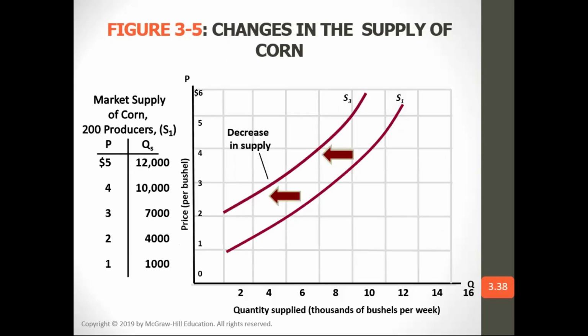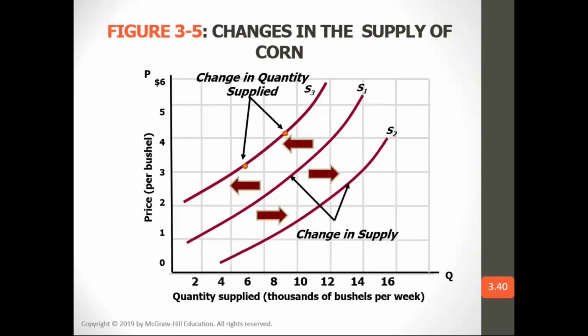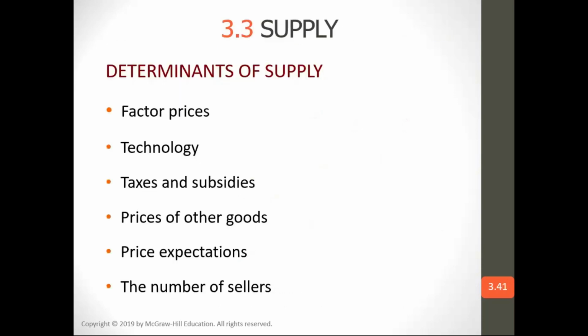The decrease in supply would be caused by things like bad weather, drought, etc. Also higher costs of production, or worse technology. The increase in supply is caused by lower costs of production, better technology, better weather, etc. Then change in quantity supplied is a movement along the curve. The supply is determined by factor prices, technology, taxes and subsidies, prices of other goods, price expectations, and number of sellers.